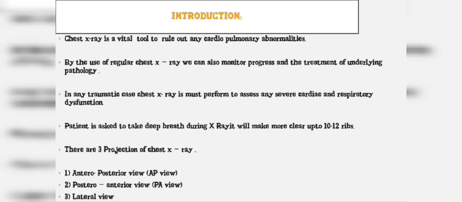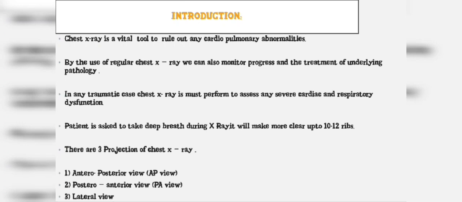Hello everyone, we are going to present a normal and abnormal chest X-ray, which is part of cardiopulmonary assessment. Introduction. Chest X-ray is a vital tool to rule out any cardiopulmonary abnormalities. By the use of regular chest X-ray, we can also monitor progress and the treatment of underlying pathology. In any traumatic case, chest X-ray must be performed to assess any severe cardiac and respiratory dysfunction.